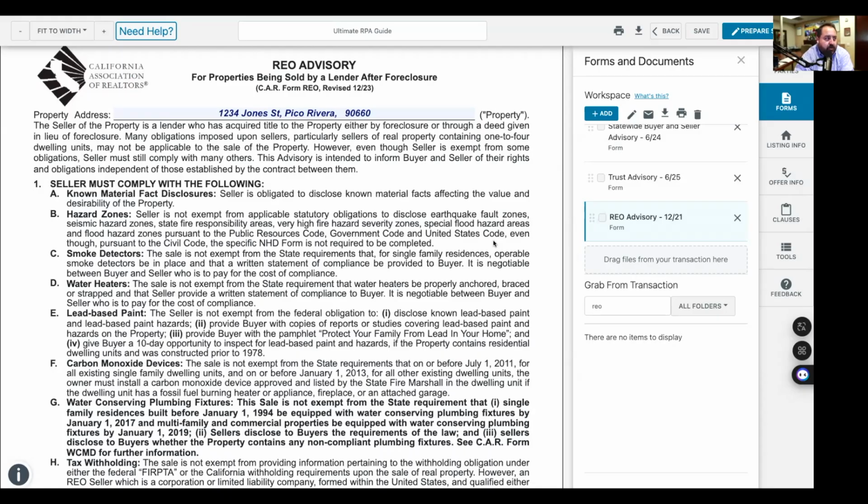So next up, hazard zones, which is the NHD report. Basically, seller is not exempt from applicable statutory obligation to disclose earthquake fault zone, seismic hazard zone, state fire responsibility areas, all the stuff that is in the NHD report. So even a probate, REO, or trust are not exempt from providing an NHD report. The smoke detectors, they're not exempt from the requirement of having smoke detectors installed. Same with the water heaters, same with the lead-based paint disclosure form. So an LPD is still required on all three of those: trusts, probates, or REOs.